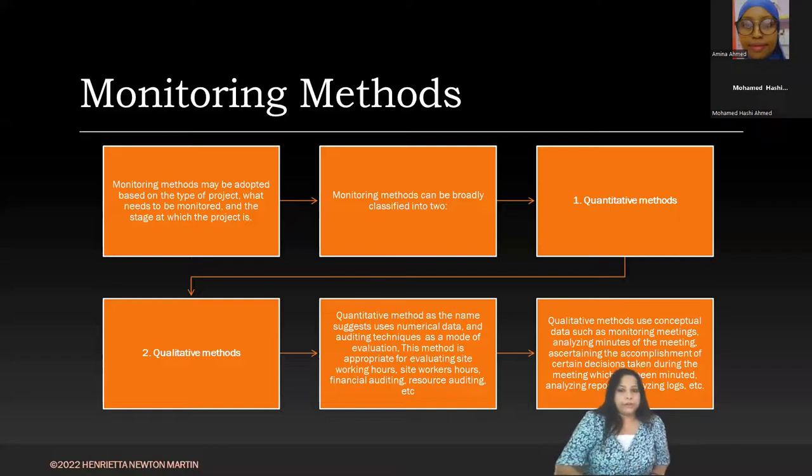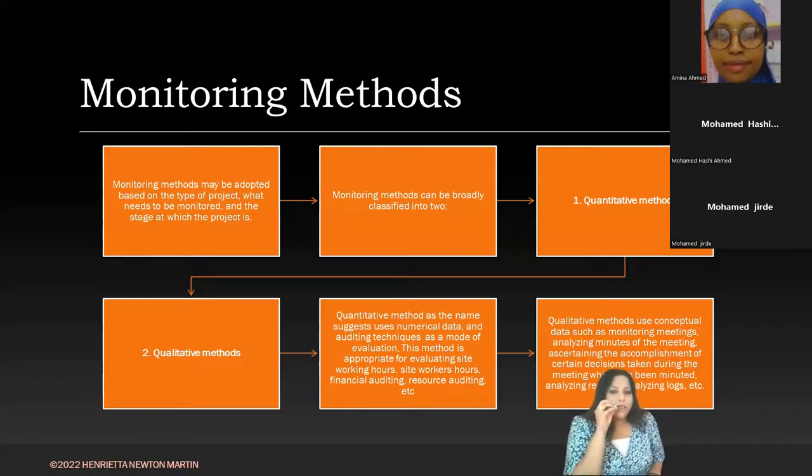What are the methods of monitoring? Now here, monitoring methods can be adopted based on the type of the project, or what needs to be monitored, and the stage at which the project is. So accordingly, a particular method of monitoring would be used. By and large, monitoring methods can be broadly classified into quantitative methods and qualitative methods. I'm repeating, because it's very simple: quantitative, qualitative, the broad classification of monitoring methods.